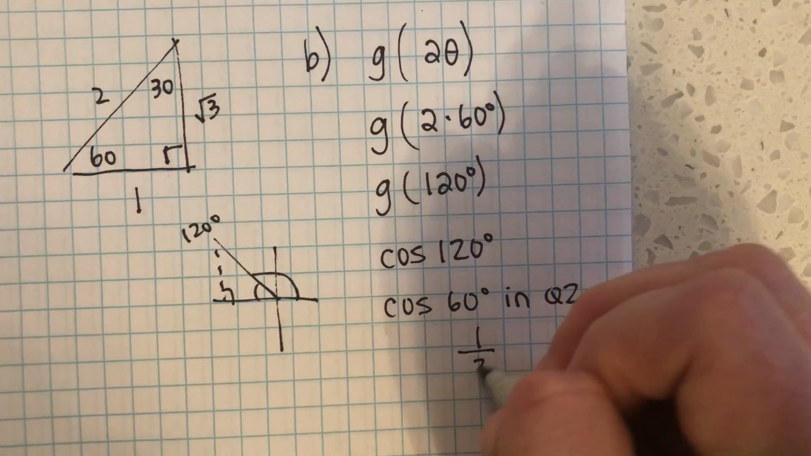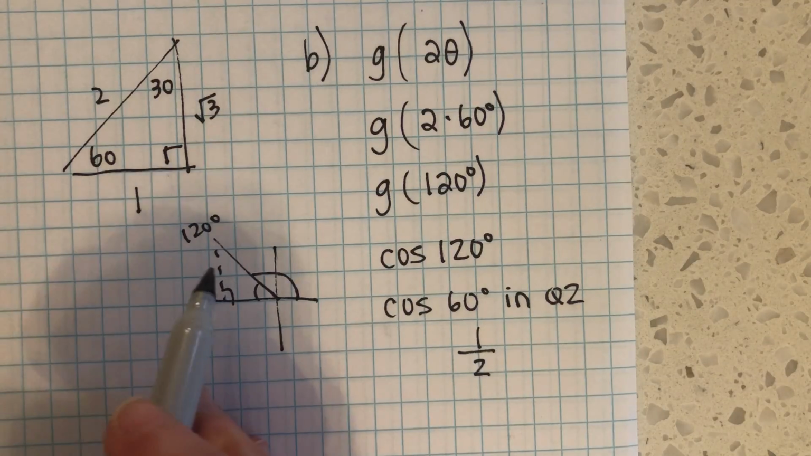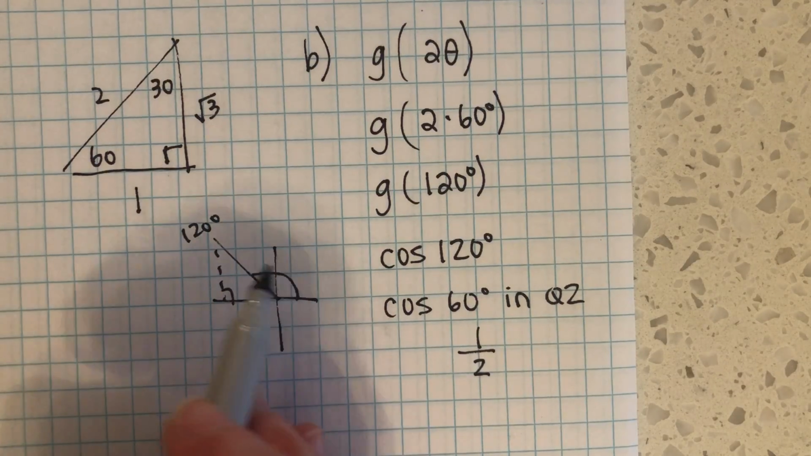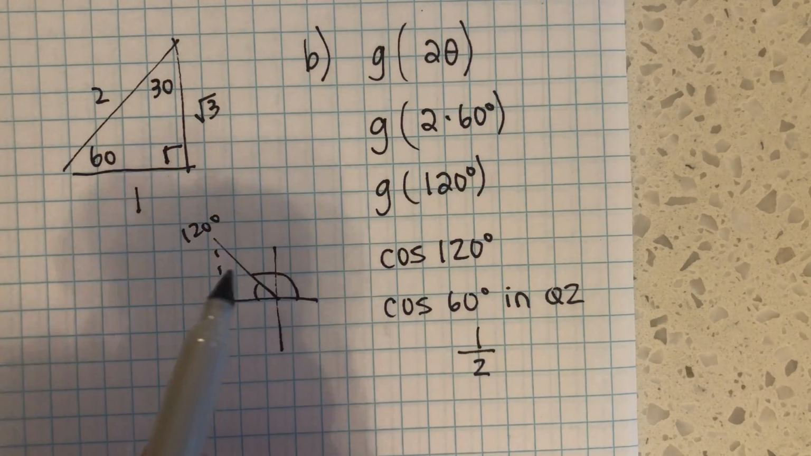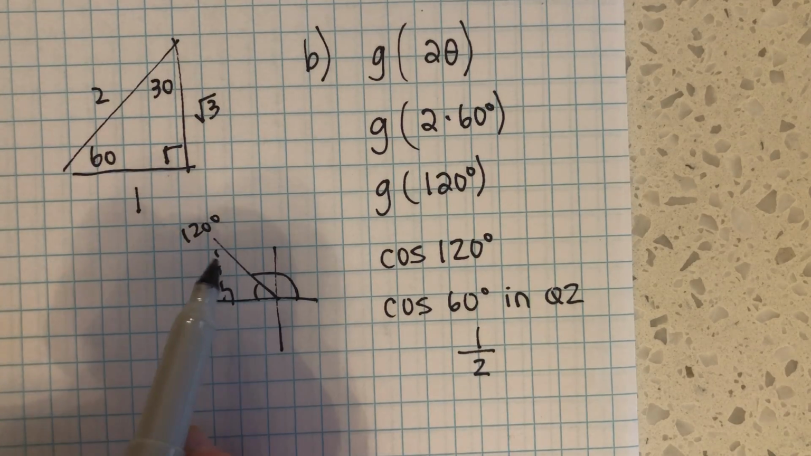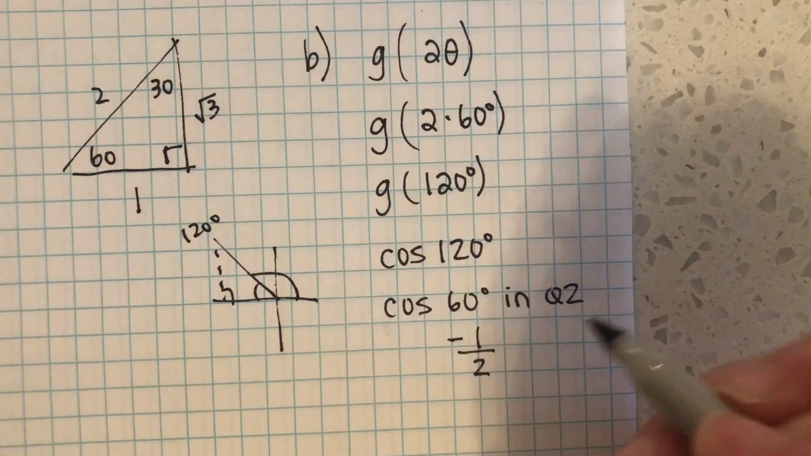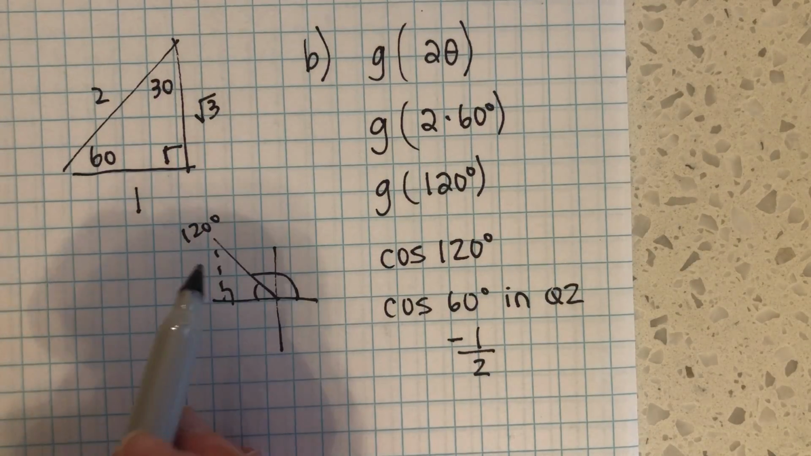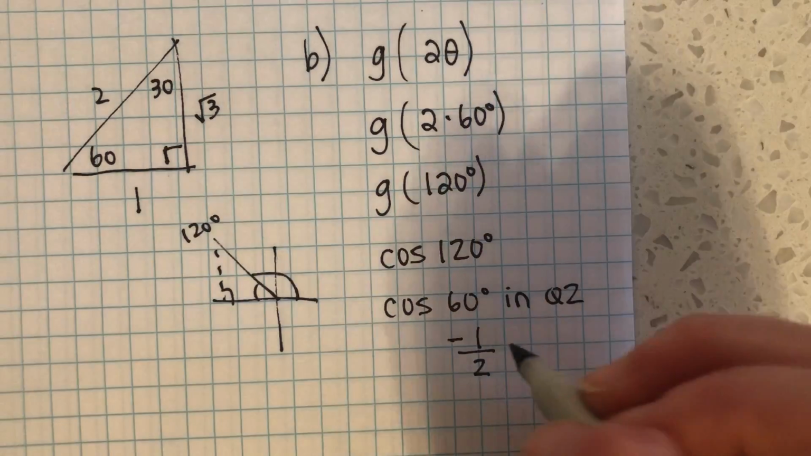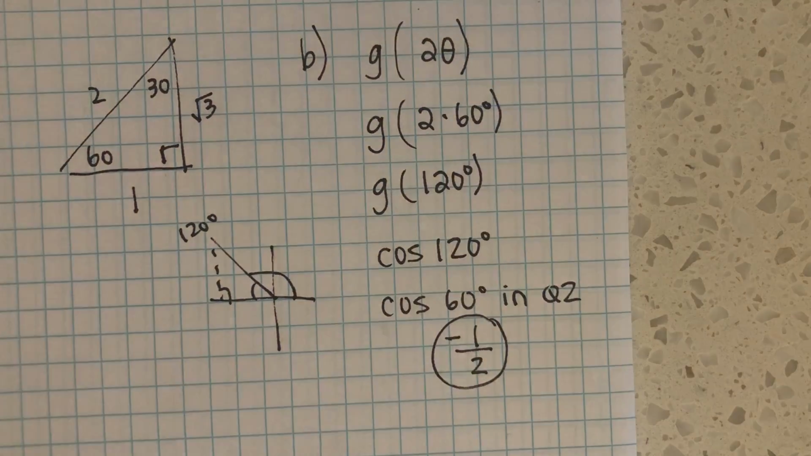So it's 1/2. But what is the cosine ratio for an angle that landed in quadrant 2? All students take calculus. It says that only the sine function gets you a positive ratio for an angle in quadrant 2, which means the cosine ratio is negative. Because guess what? The x-coordinate would represent the cosine, and the x-coordinates are negative in quadrant 2. So the answer is -1/2.